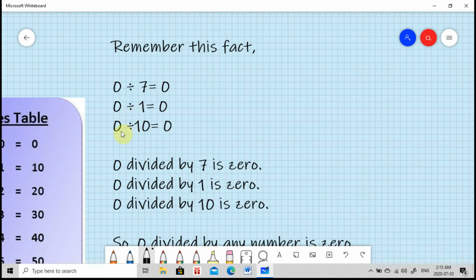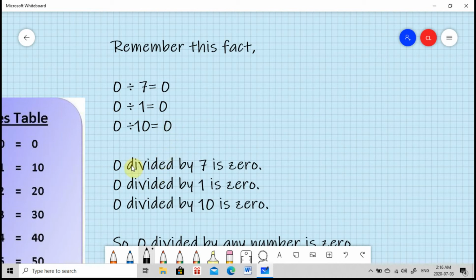So in the event that you cannot remember how to do division, what you can do is, if you don't know what is 0 divided by 10, you tell yourself, what is the number that when I multiply by 10 will give me 0? Well, of course, 10 multiplied by 0 gives me 0. So the answer is 0.